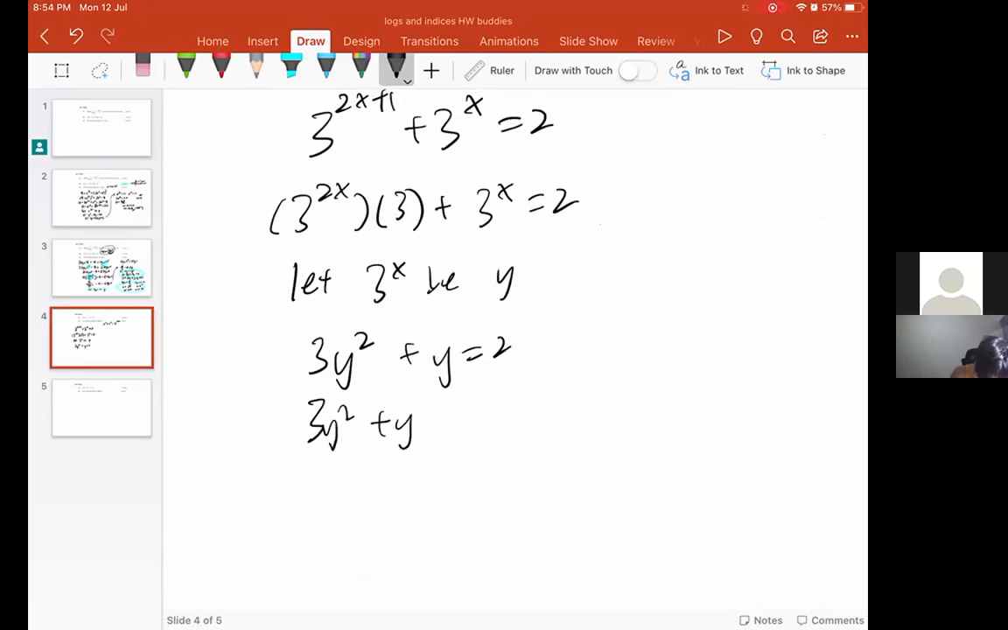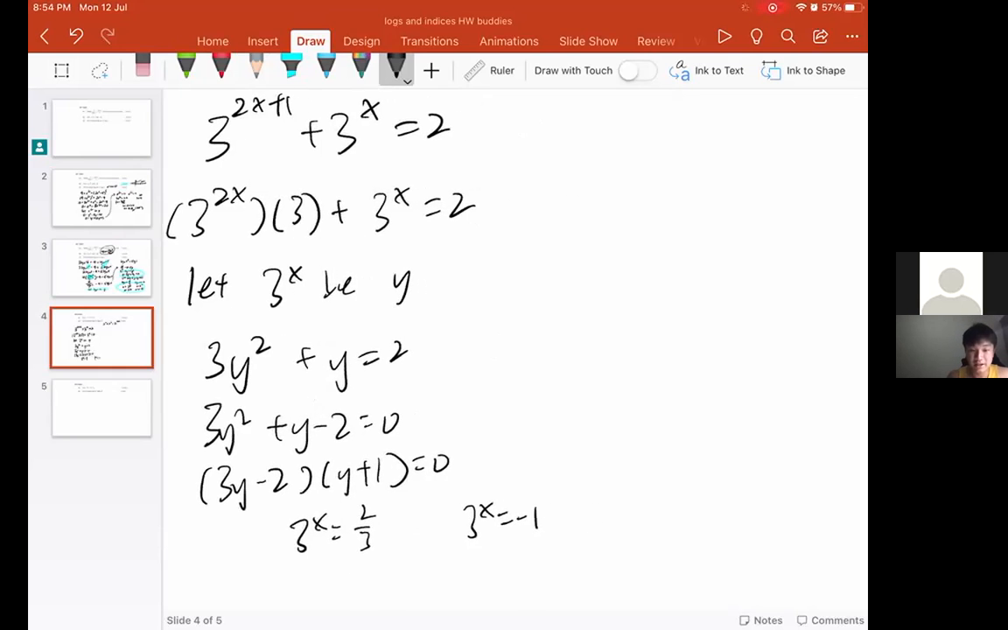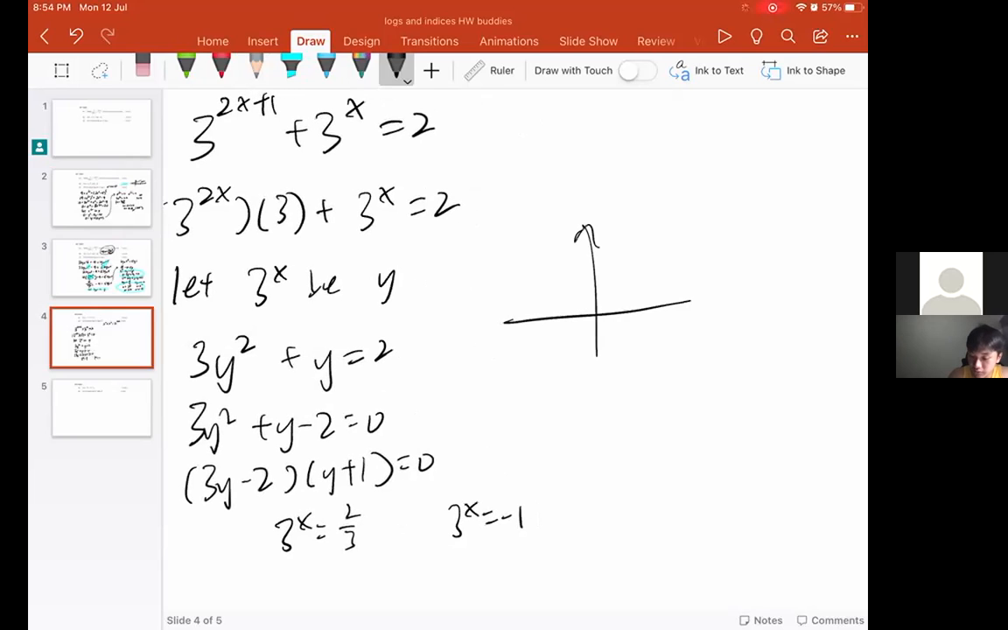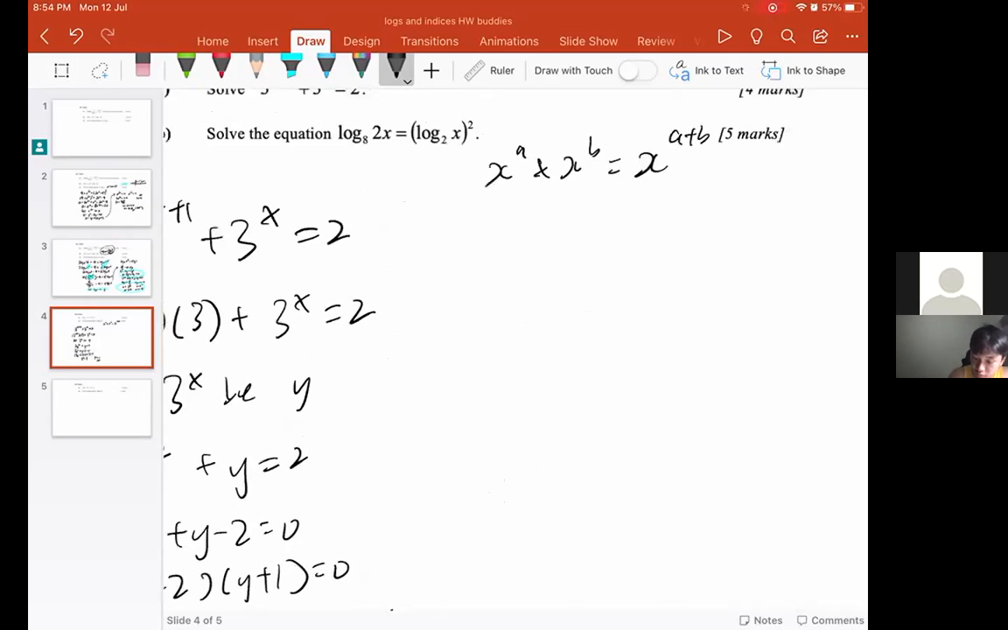All right. And then we can factorize this equation right here. We get 3y minus 2. And we get y plus 1 equals to 0. So 3x equals to 2/3 or 3x equals to minus 1. Once again, we go back to how exponentials behave. An exponential function never touches the x-axis, so it will never be a negative value. As such, 3x equal to minus 1 simply is not applicable. So let's move over. 3x equals to 2/3.